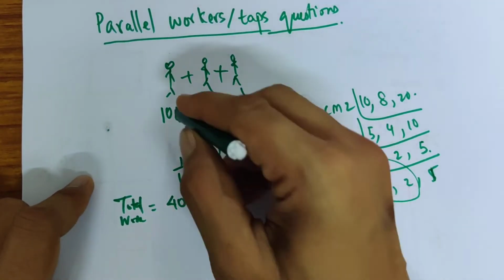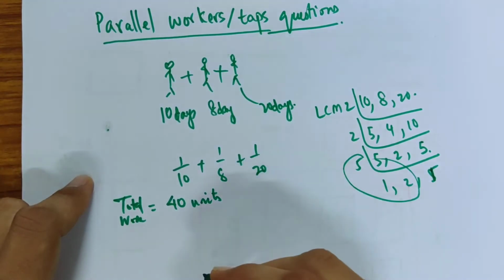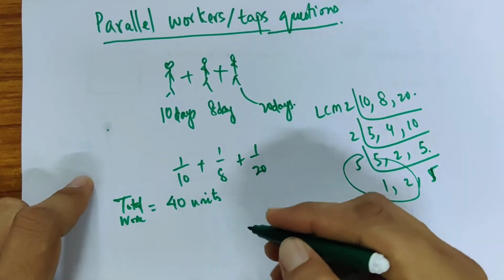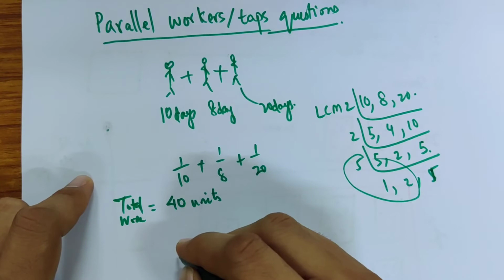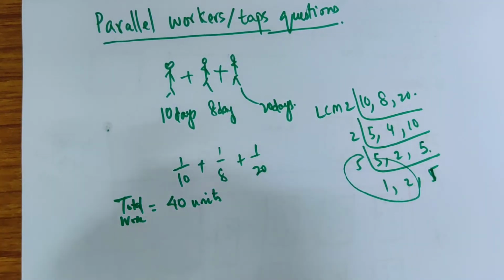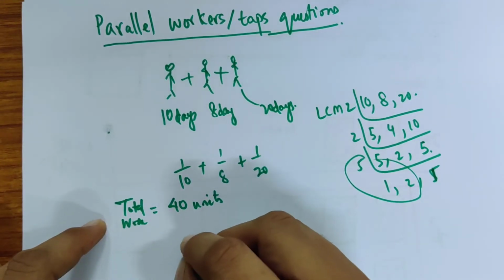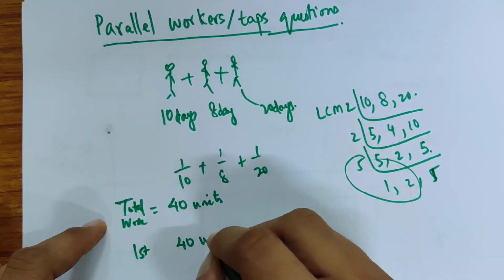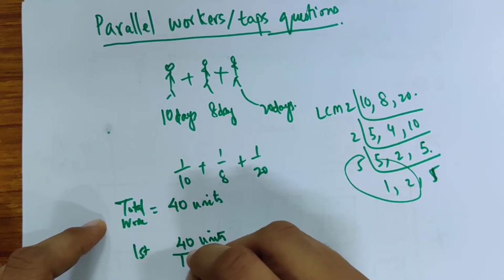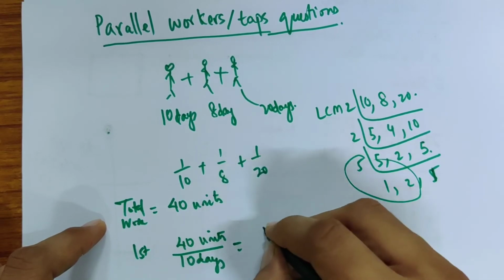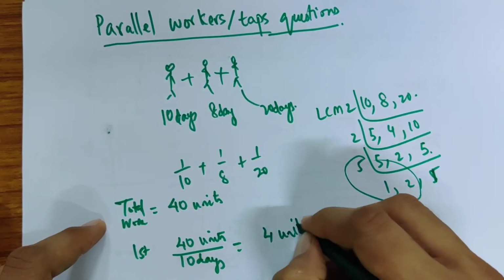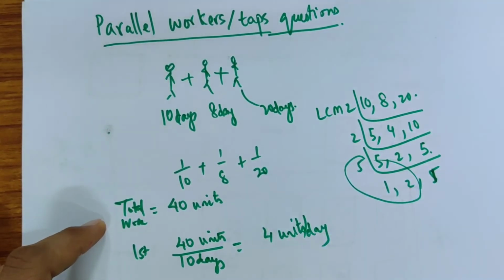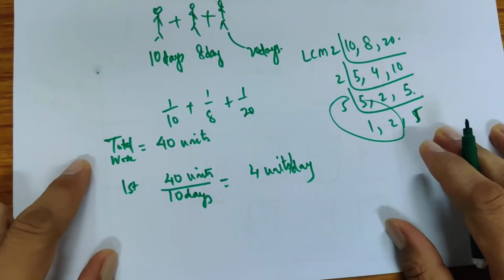Then the first person, his efficiency, how many units he does in a day. Maybe I should have used different colors. Okay, I'll use green for the first guy. So for the first person, it is 40 units divided by 10 days. So this is basically 4 units per day. That's what the first one does.